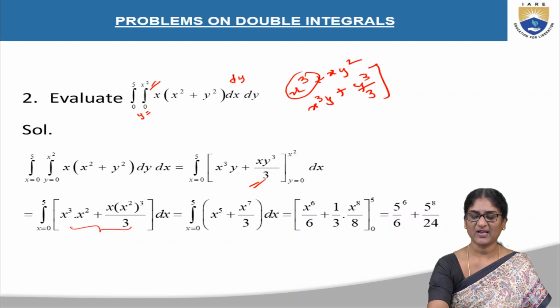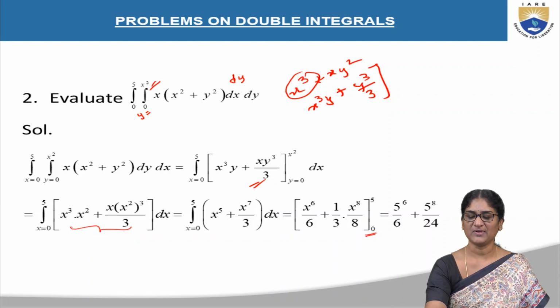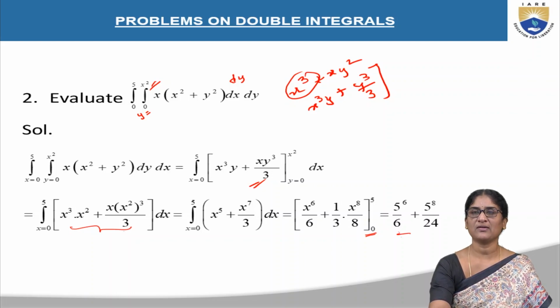So, x to the power of 5 integrates to x to the power of 6 by 6, plus 1 by 3 into x to the power of 8 by 8. Now we apply the limits. If you apply limits, what are you going to get? 5 to the power of 6 by 6 plus 5 to the power of 8 by 24. If you want, you can even write this in the least form also.